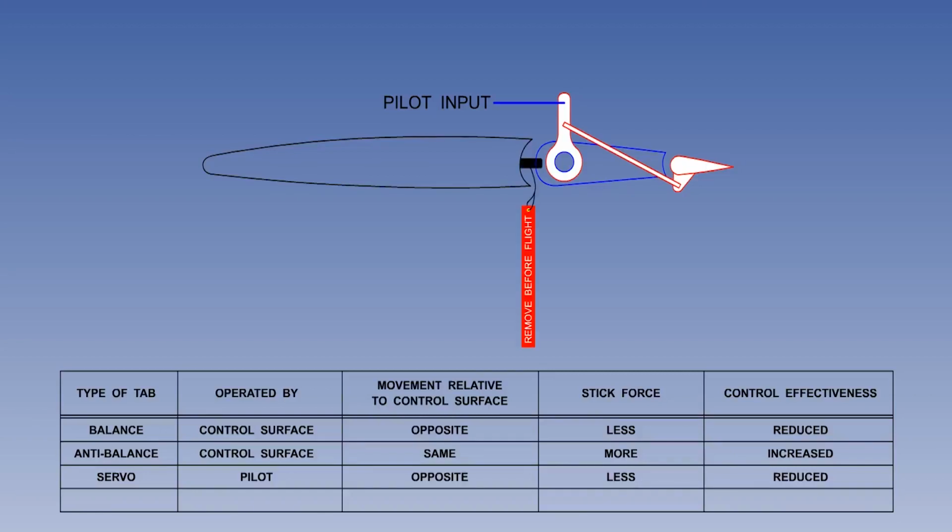The second and more significant disadvantage of the servo tab concerns the fitment of control locks. If your aircraft is fitted with servo tabs, you must physically check that the control locks have been removed before flight. Because the pilot only moves the servo tab, the full and free control movement check in the cockpit will not alert you to the fact that the control locks are still engaged and you will not be able to control the aircraft.